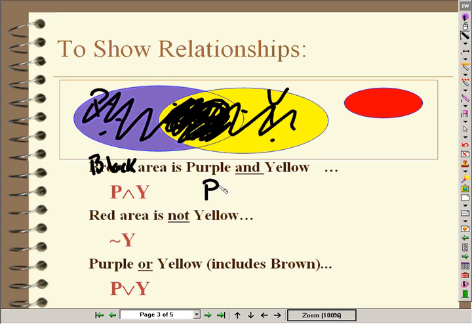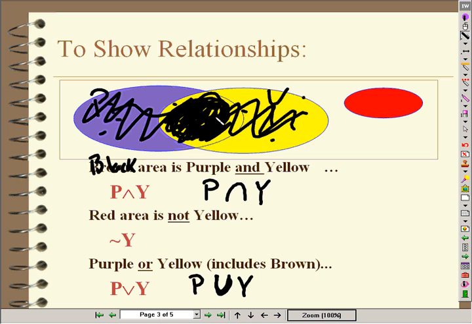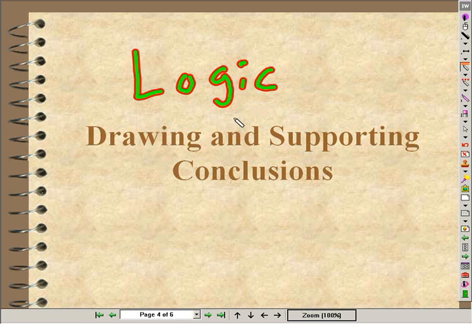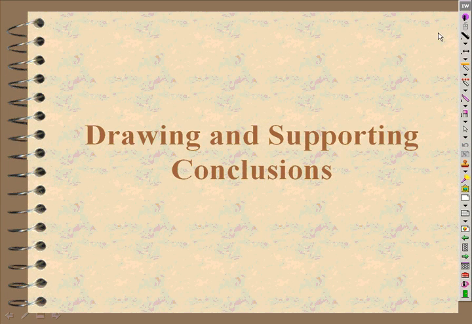Just as a note, you might remember from algebra class things like this. Maybe not. This kind of symbol. Anyone? Union. The union of P and Y means all of it. The intersection of P and Y is just the center, just the overlap. The logic side of this lesson, drawing and supporting conclusions.